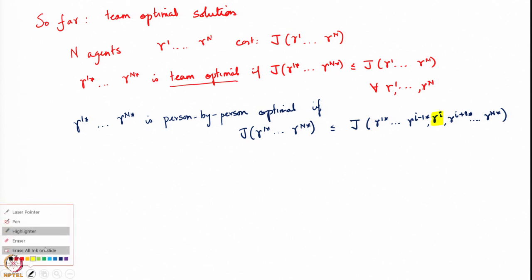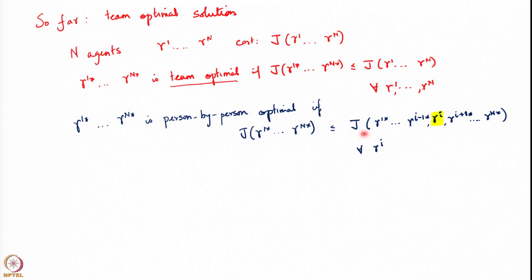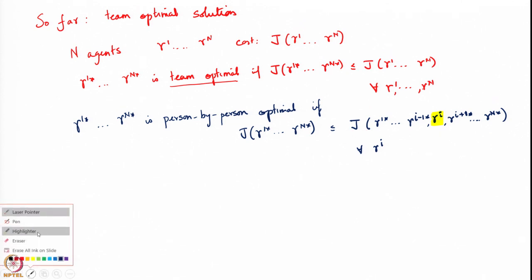So, gamma 1 star to gamma n star is a person by person optimal strategy if J of gamma 1 star to gamma n star is less than or equal to this right hand side here, for all gamma i. So, what does this mean? This means essentially that it is for all gamma i and for all players i.